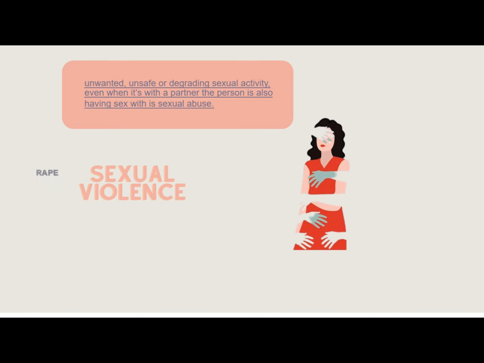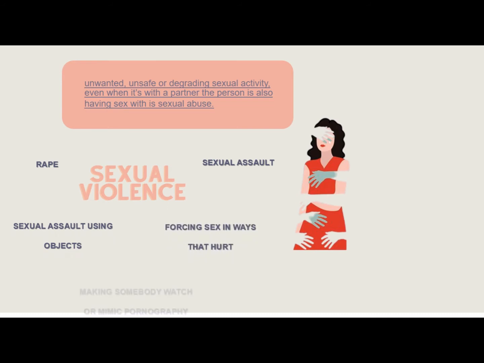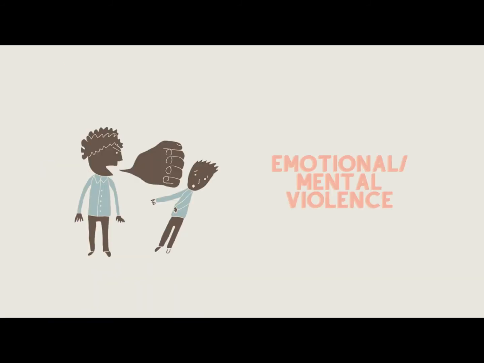Examples of sexual abuse include rape or forced penetration, sexual assault, vaginal, anal, or oral, sexual assault using objects, sex toys, broken glass, bottles, and etc. Forcing sex in ways that hurt or follow a physical beating, making someone watch or mimic pornography.